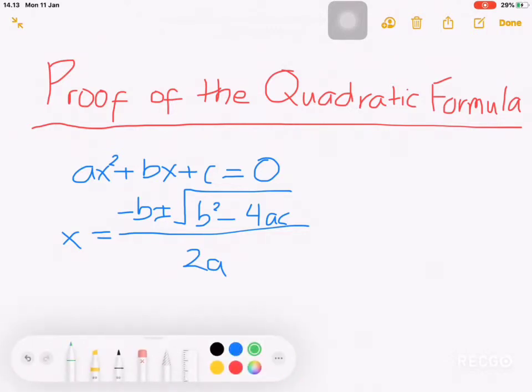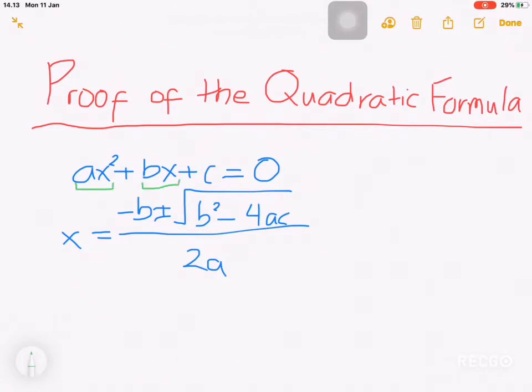In case you forgot it, I've written it right here. So let's just recall it. If you have a quadratic equation like so, ax squared plus bx plus c equal to 0, then we can determine the value of x as follows. You have negative b plus or minus the square root of b squared minus 4ac, and this is all over 2a. And let's get into the proof.